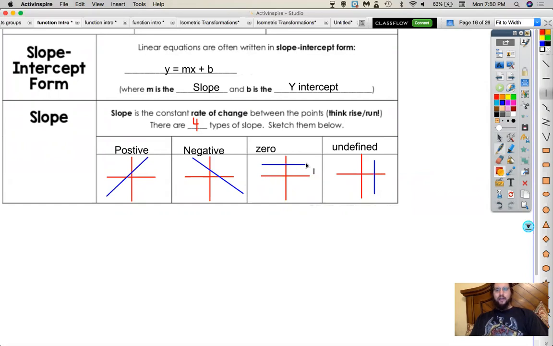Here, let's think about it. Our y is not changing, so we're rising 0. No rise over whatever run, that's 0 divided by anything is just 0. That's why it's a flat horizontal line. Now this one, we're not running at all. We have anything divided by 0, which is, yeah, good question, can't tell you. It's undefined.